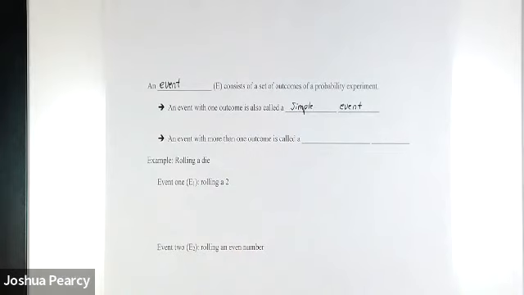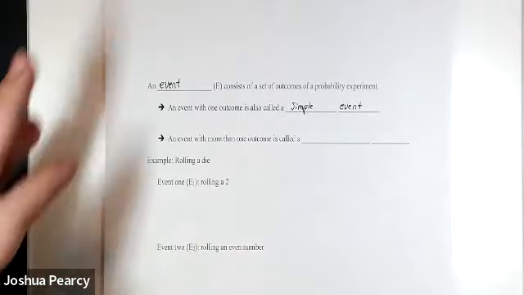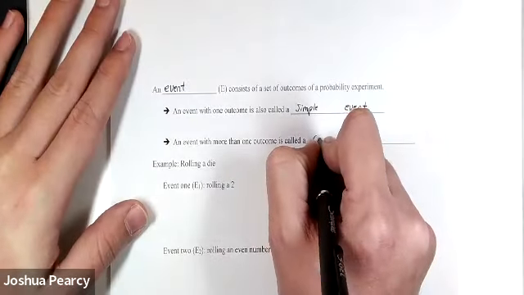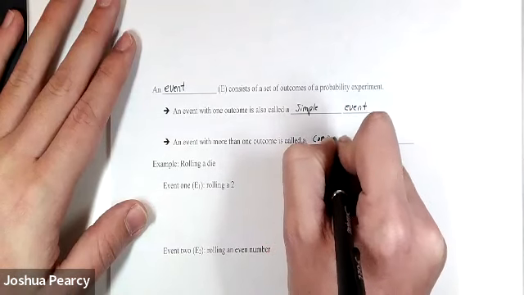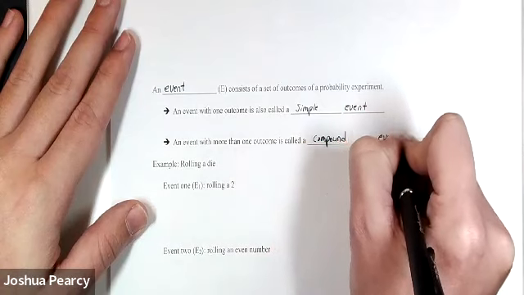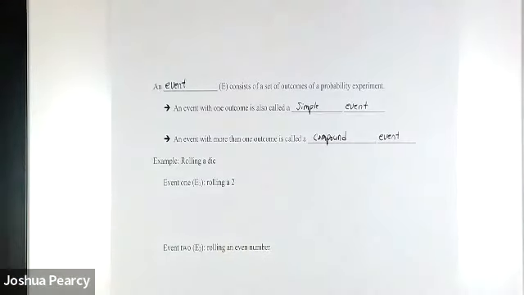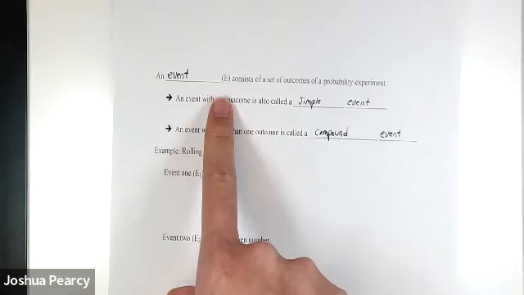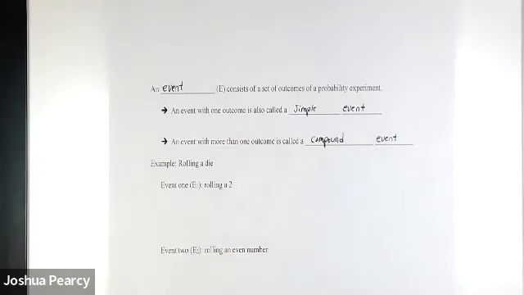And if it contains more than one outcome, what do you think it is? Close. Yeah, the first four letters, right? Yeah, compound. Compound event. So you should be able to look at the event E, so the outcomes that are in it, and then determine whether it is a simple event or a compound event. So that is just based off how many things are in there, one or more than one.